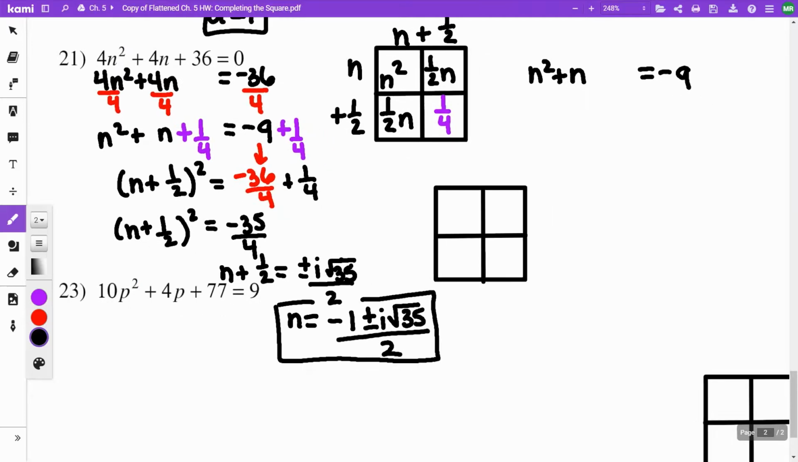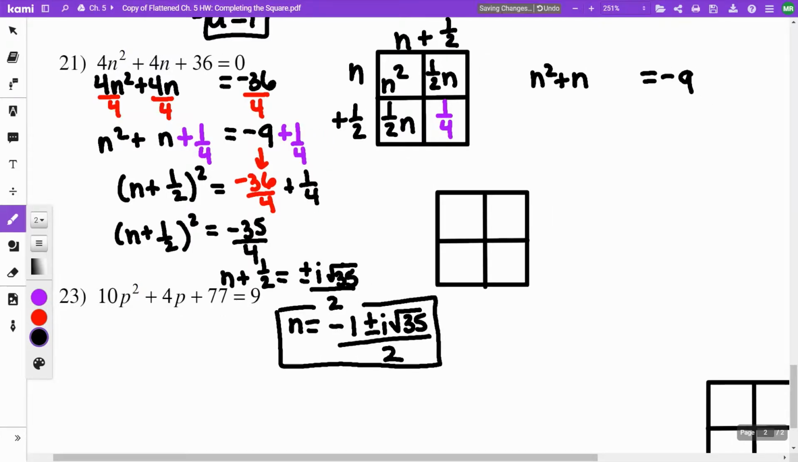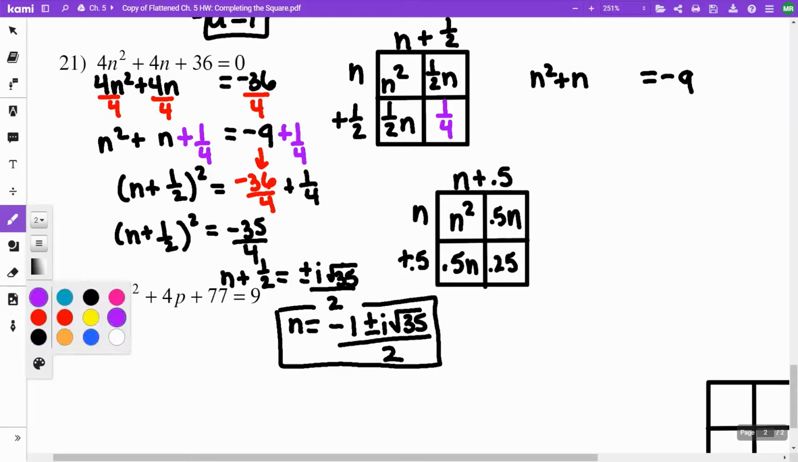Now, if the fractions are a little too confusing, you can also do it using decimals. So it was n squared. Half of n is 0.5n. Let me just put a 0.5 and not the 0, give myself more space. Okay, 0.5n, 0.5n. So this is going to be n plus 0.5, n plus 0.5. 0.5 times 0.5 is 0.25, so I'm going to add a 0.25 here and here.